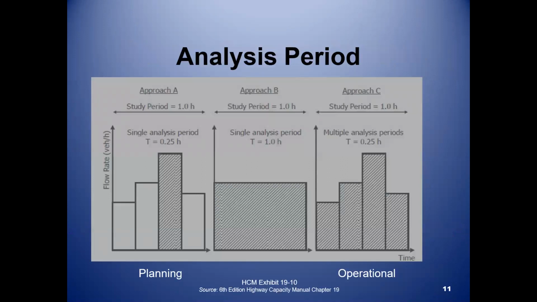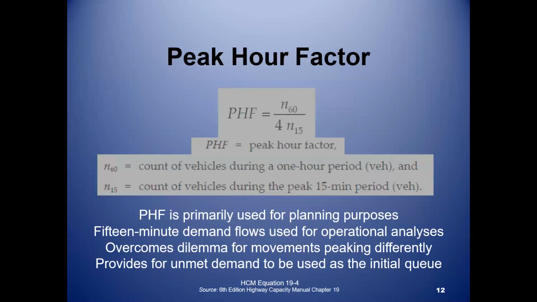What the manual says is, if it's a planning application, then okay, an hourly volume and peak hour factor works. But if it's operational, which includes signal timing, design, traffic impact studies, and optimization, it needs to be a multiple period analysis that overcomes the 2 dilemmas in the peak hour factor and also allows you to model unmet demand from period to period as it grows and dissipates over the AM and PM rush hours.